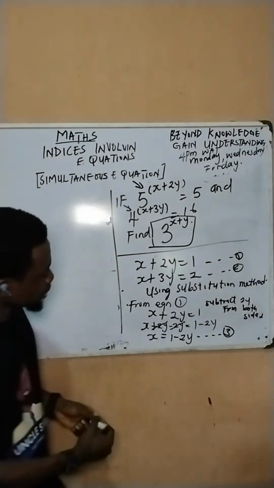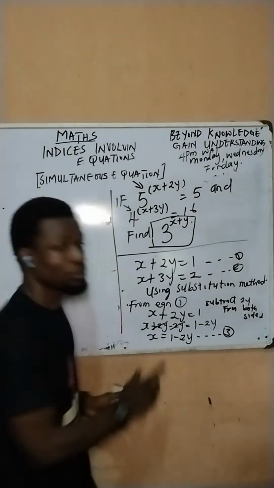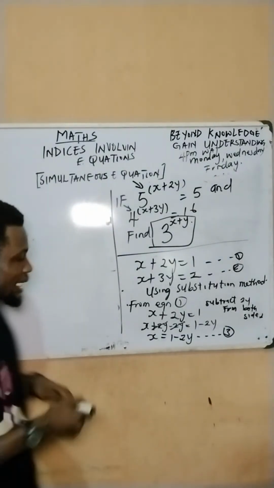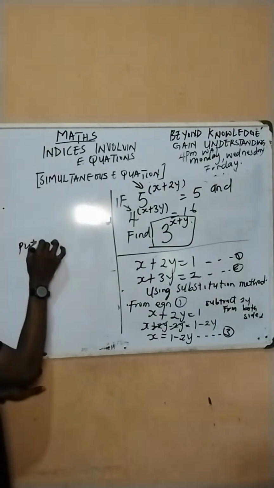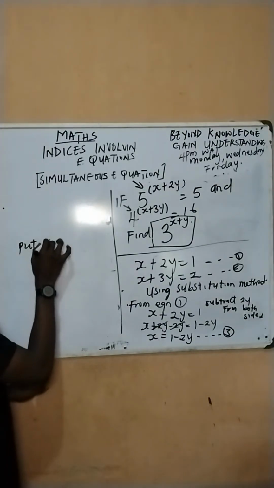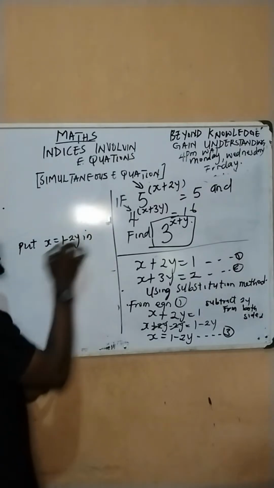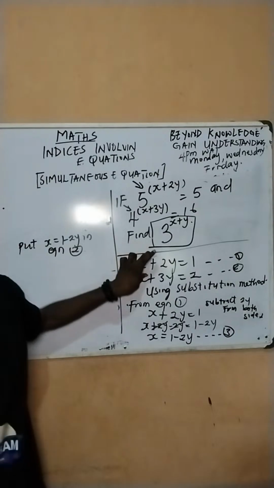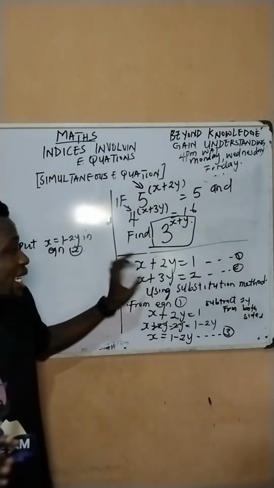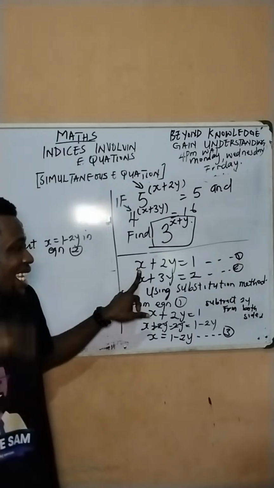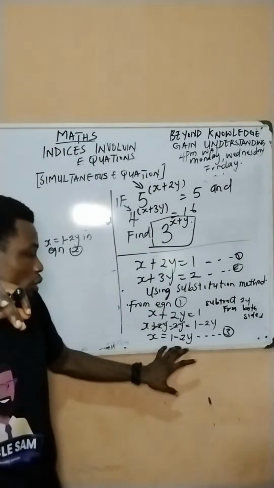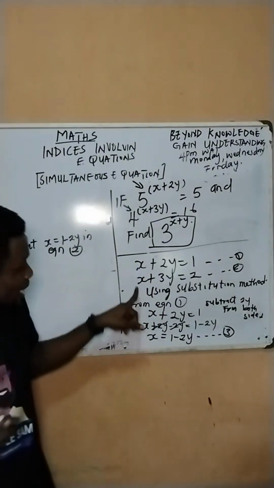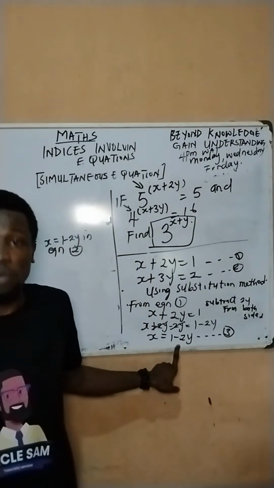So at this point we've gotten that x, one of the variables, is now alone, equals 1 minus 2y. It becomes equation 3. Then we put x equals 1 minus 2y in equation 2. Remember, you pick one of the equations of your choice, make one of the variables the subject of the formula, and then substitute into the second equation. Anytime I see x in the second equation, I'm going to replace it with 1 minus 2y.